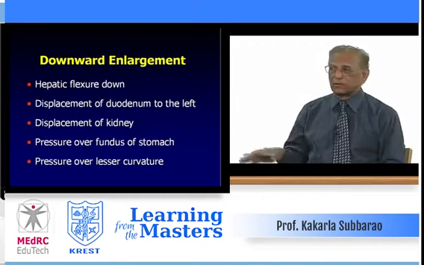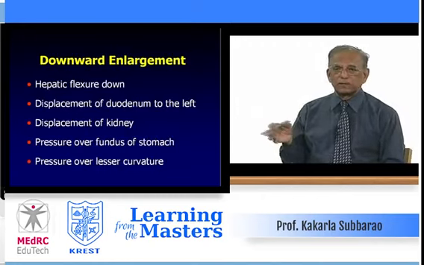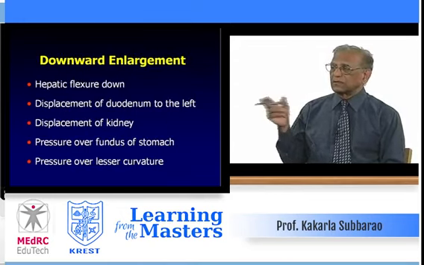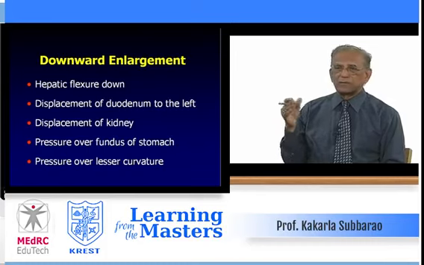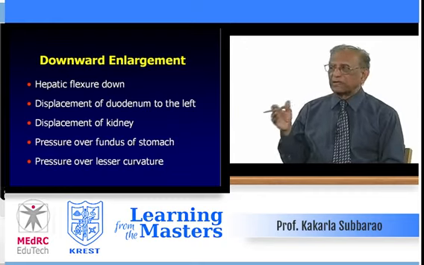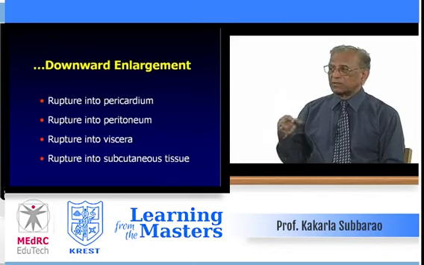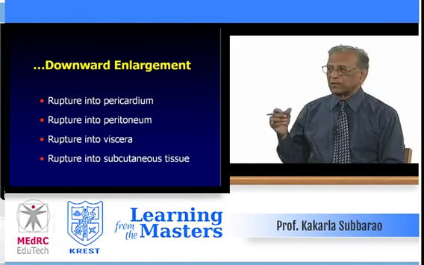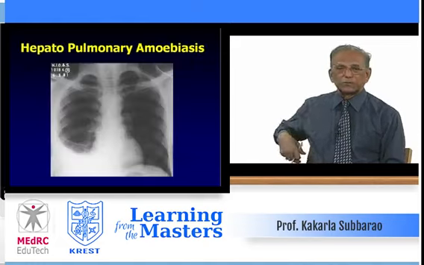And then what are the findings? And conventional radiology we are talking of. In those days, there is no ultrasound, no CT. Later on, we have found CT. And then conventional radiology, downward displacement, we used to do a barium enema, hepatic flexure down, displacement of duodenum to the left on GI series, displacement of kidney on plain films, pressure over fundus of the stomach, pressure over lesser curvature, rupture into pericardium, rupture into peritoneum, rupture into viscera. Also we have seen rupture into subcutaneous tissues.